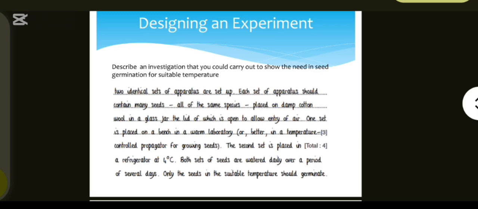If you have to write this, you can write it, otherwise it's optional. Then the second set is placed in a refrigerator at 4 degrees Celsius. Both sets of seeds are watered daily over a period of several days. Only the seeds in suitable temperature should germinate.